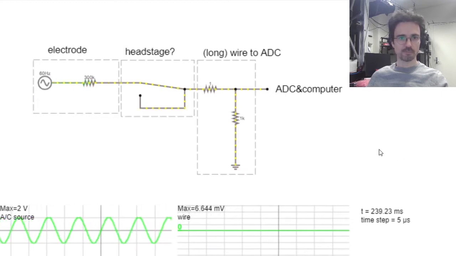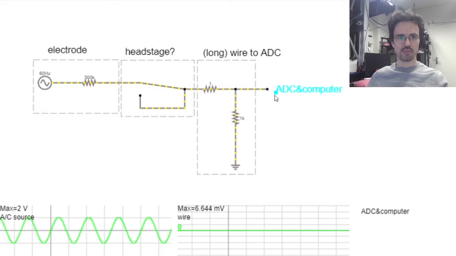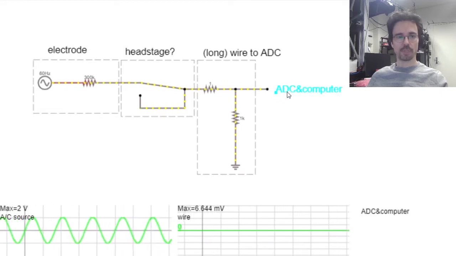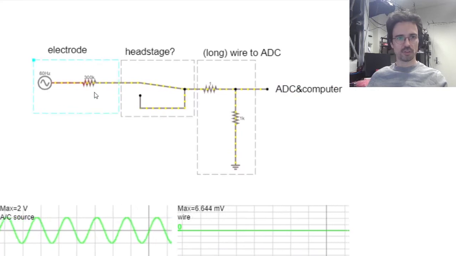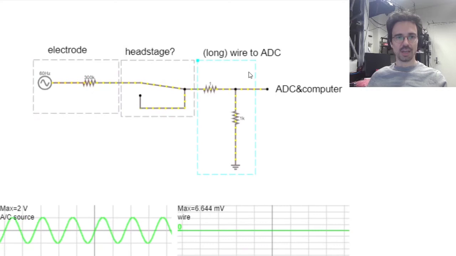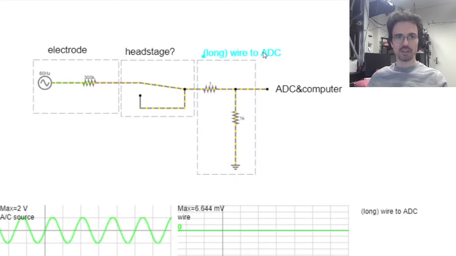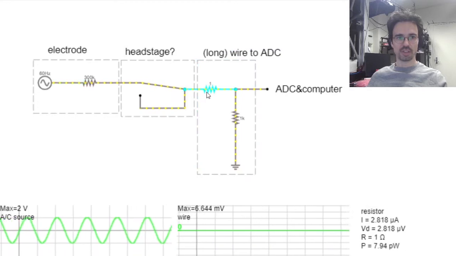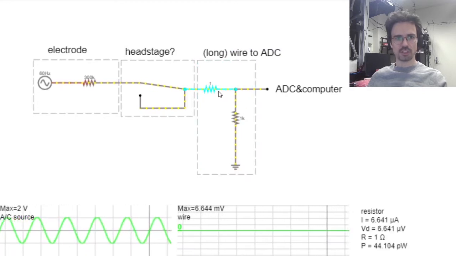Let's run this. And we see that we have basically 0 volts arriving at the computer. The reason is that the output impedance of our system, determined by the 300K resistor here, is relatively high. But the input impedance of our system, in this case even the cable itself, is relatively low, which you can see: there's a 1 ohm resistor here and a 1K resistor making a voltage divider.